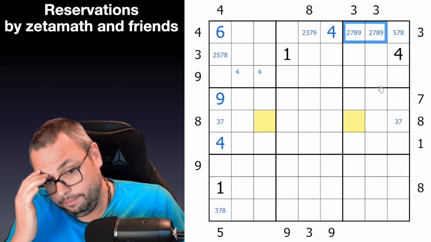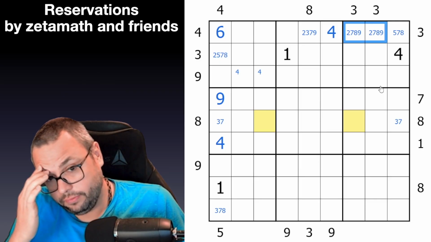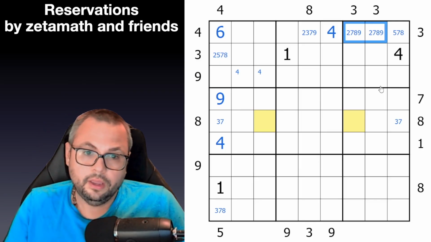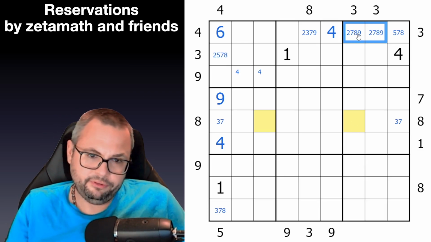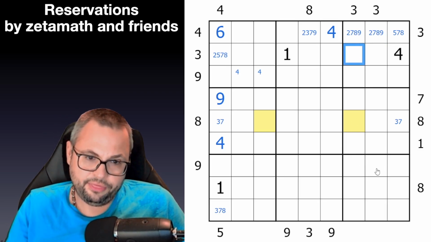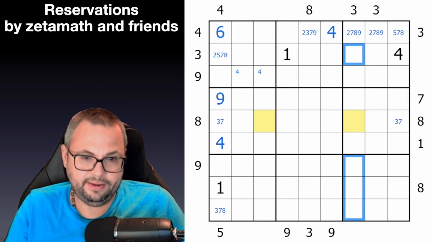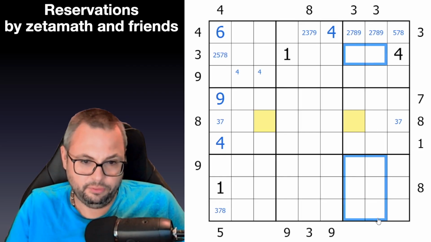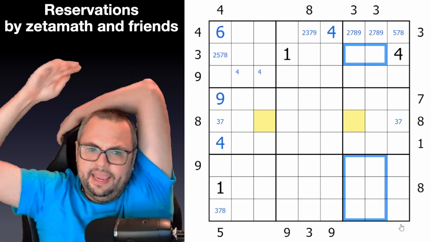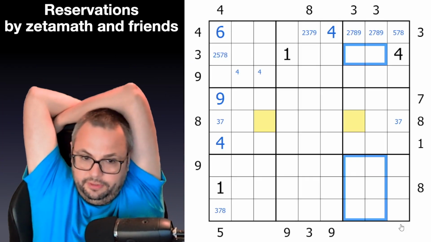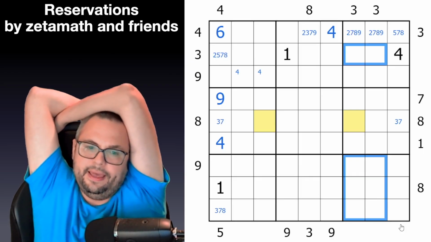But that actually is more useful than it looks. Because think about what cells I'm saying are candidates. The 3 is either there or it's in one of these cells, and it's either there or it's in one of these cells. What that's saying is the highlighted cells have 2 3s in them.